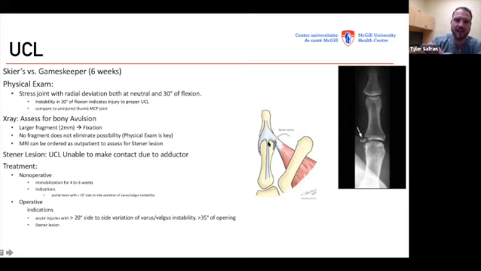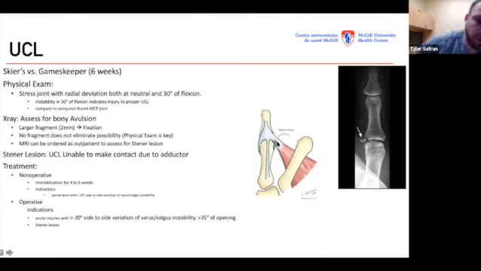Otherwise, with the classic examination, you check for deviation, both in neutral and in 30 degrees of flexion, because there's the proper and the accessory UCLs. If they're completely gone and you have a Stener lesion, that's because the UCL comes out and goes above the adductor aponeurosis. That's not going to heal regardless of the splint. So we have to take that to surgery.